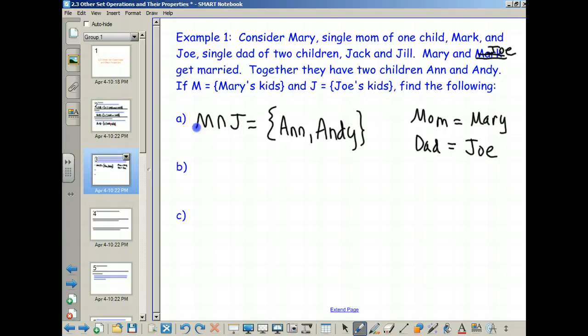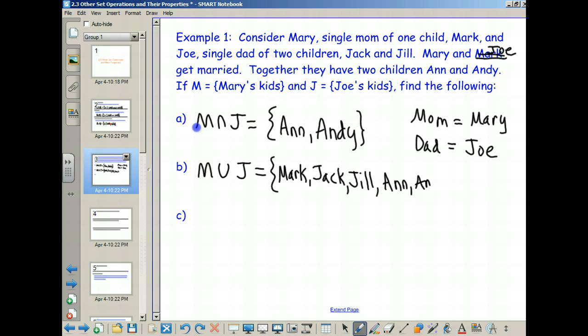All right, let's try this now. What would M union J be? All of them. So this would be the family picture, right? Everybody gets to be in the family picture, even if they're estranged from the family, right? We're not happy about some of that sometimes, but yeah, we get them all in the picture. So we get Mark. We get, who's next listed? Jack and Jill. And then we have Ann and Andy. That's the union.